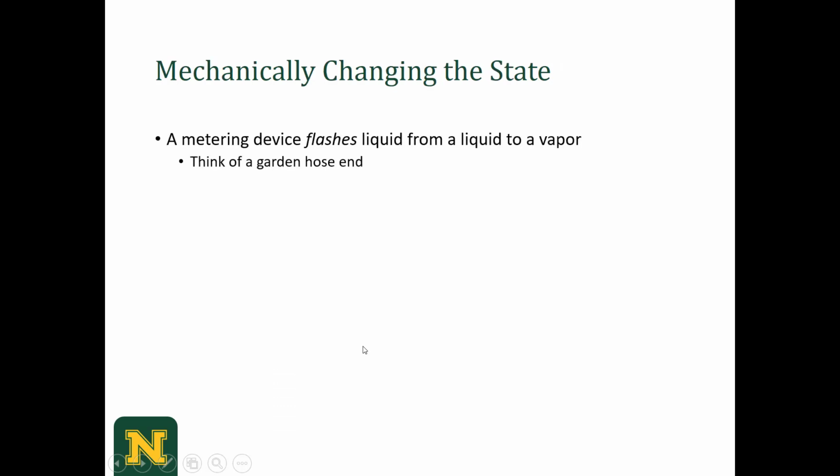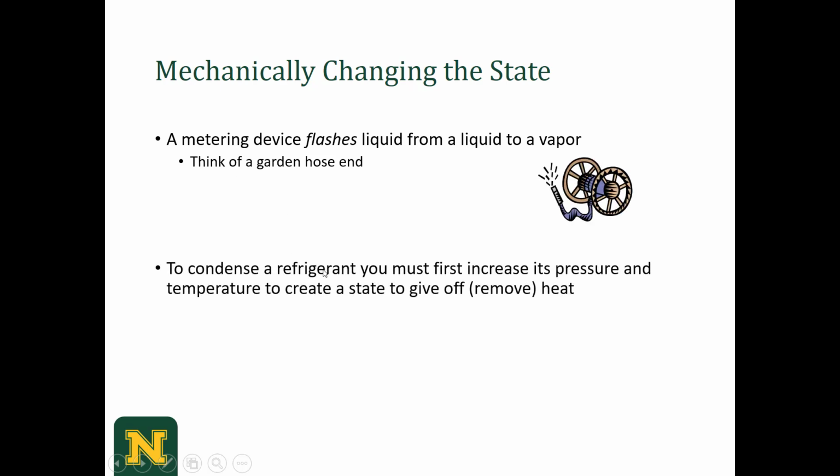In order to create the cooling effect, we have to actually mechanically change the state. So that's why we use the flashing device, which is a metering device or a throttling device, to flash a liquid from a liquid state to a vapor state. So if you think of like a garden hose end where the water's coming through at, say, a pretty high pressure, but once it hits that end, right, we're releasing a lot of that pressure. We're partially vaporizing some of that water so we can restart the cycle within the refrigeration cycle.